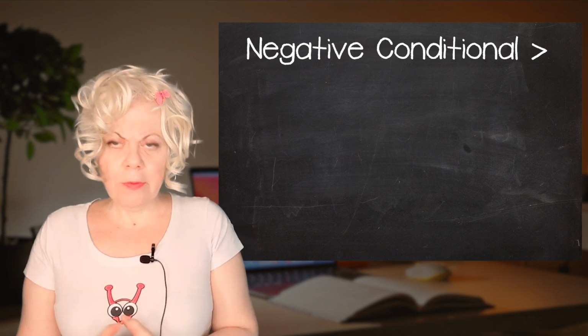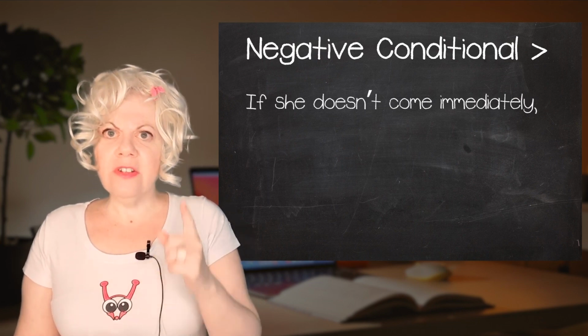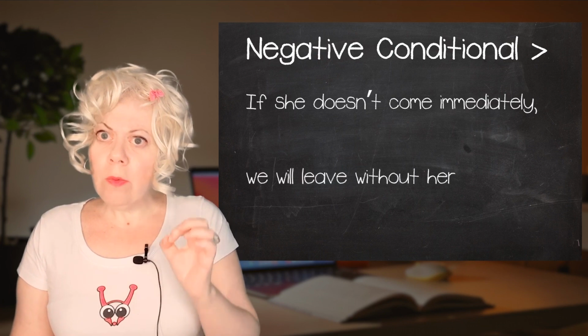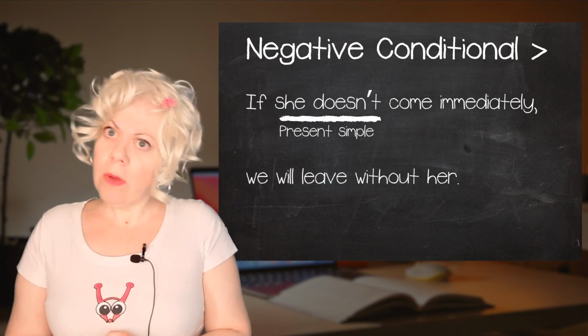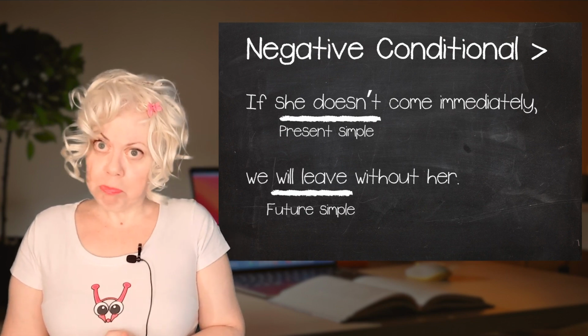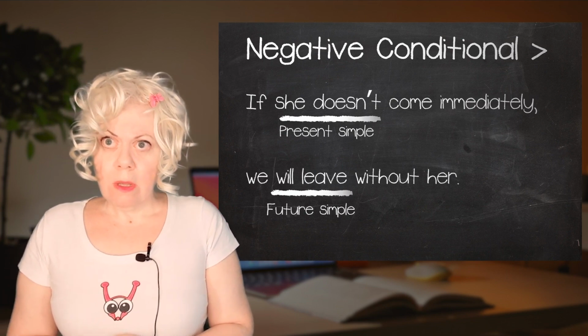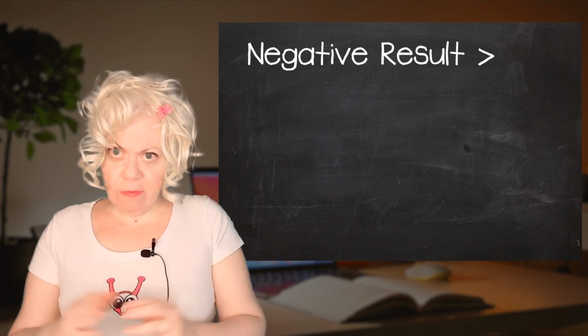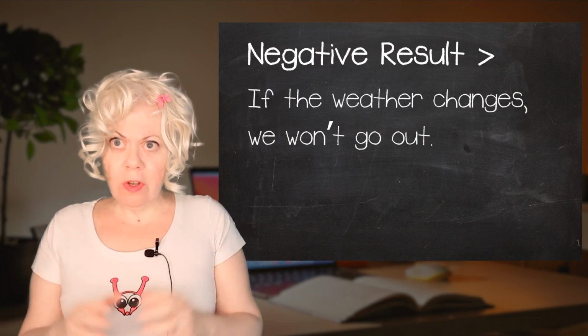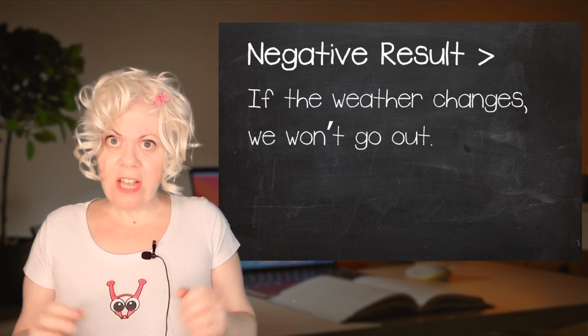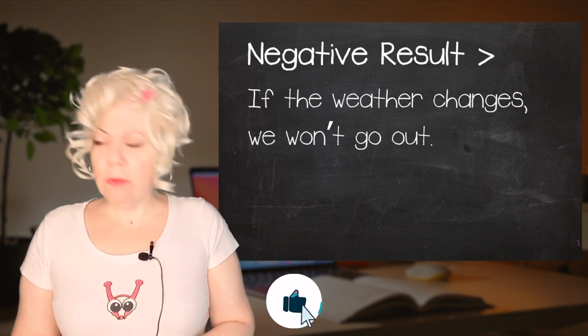For example, if she doesn't come immediately, we will live without her. Now, the negative result. If the weather changes, we won't go out.